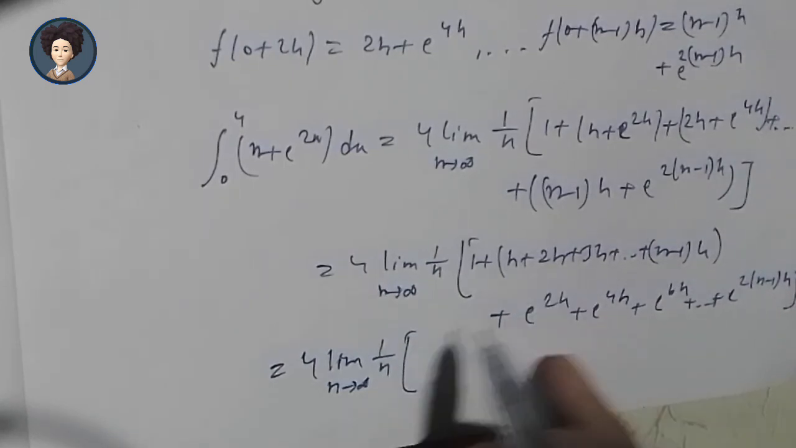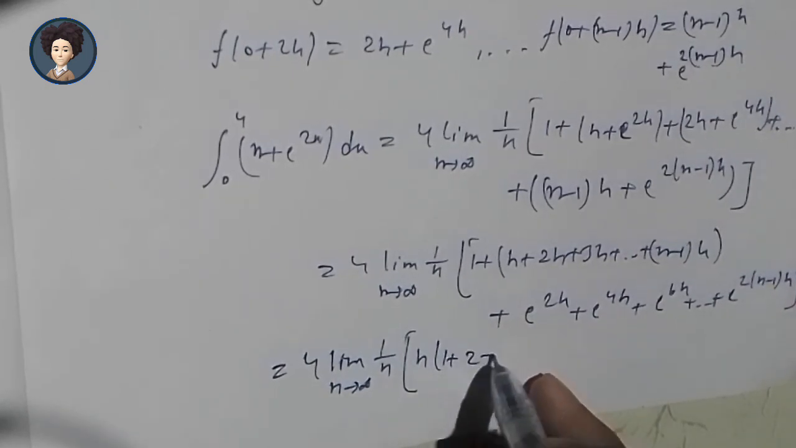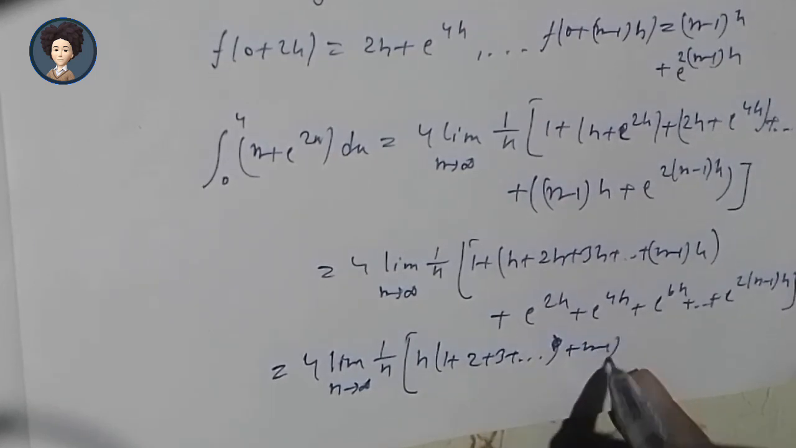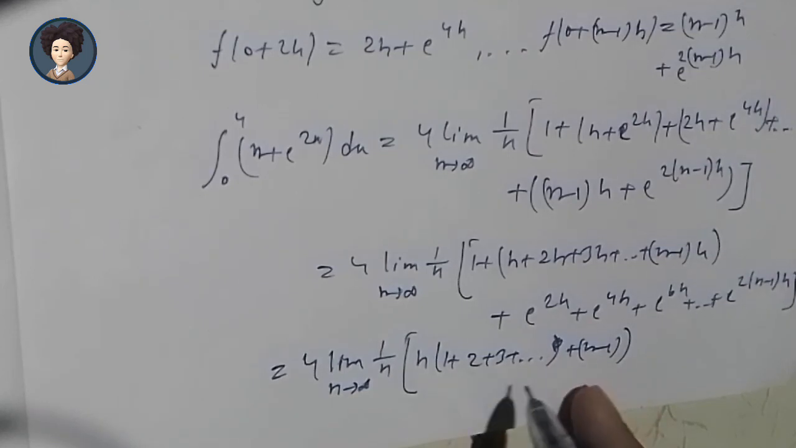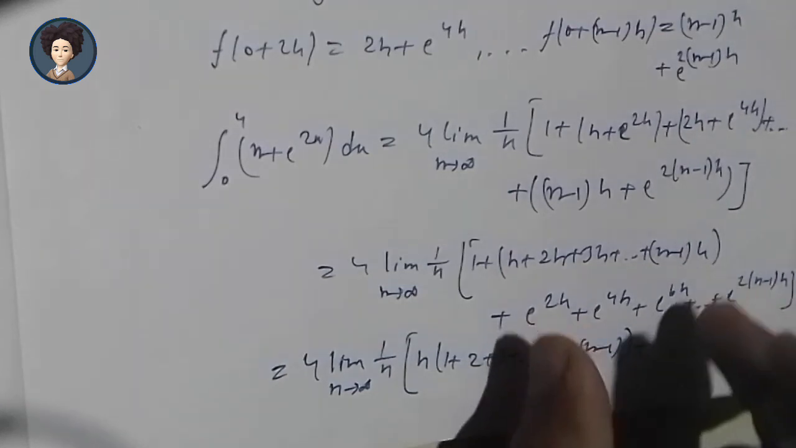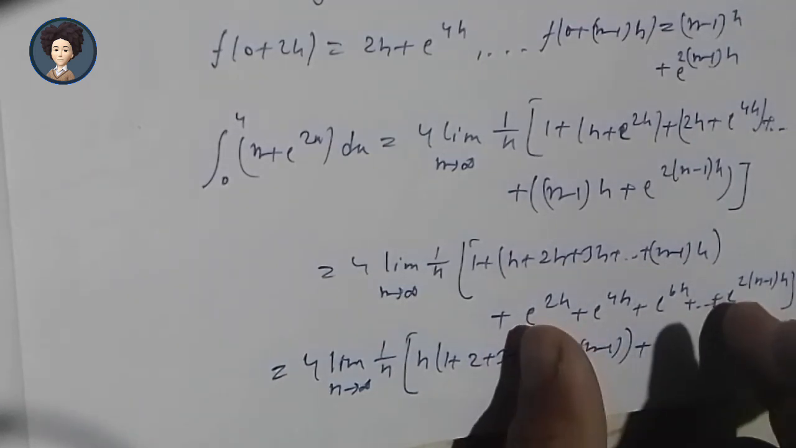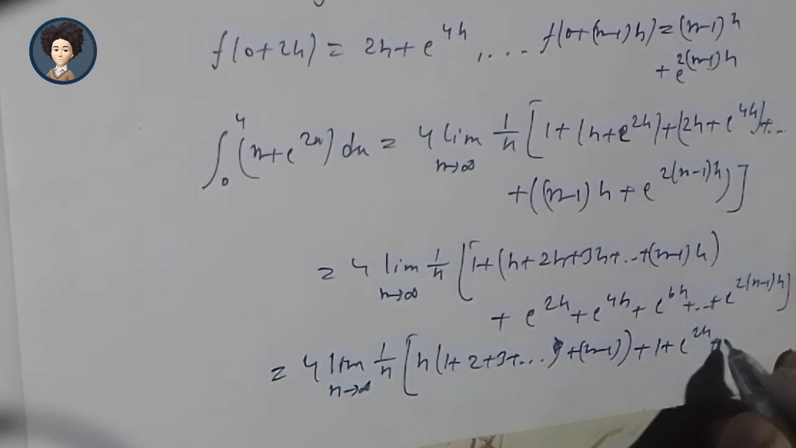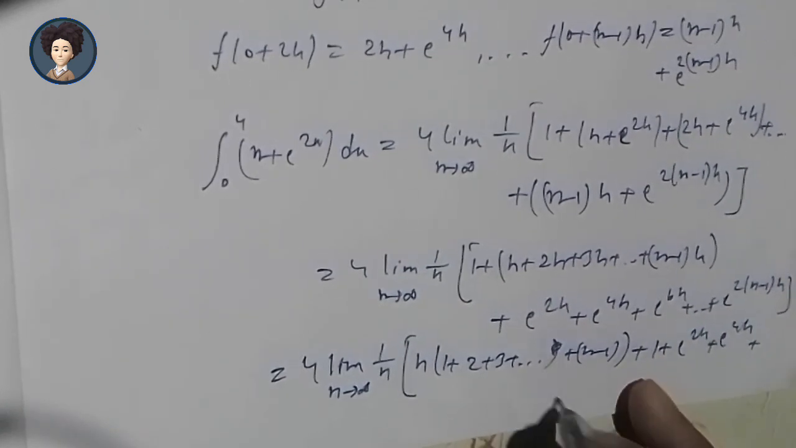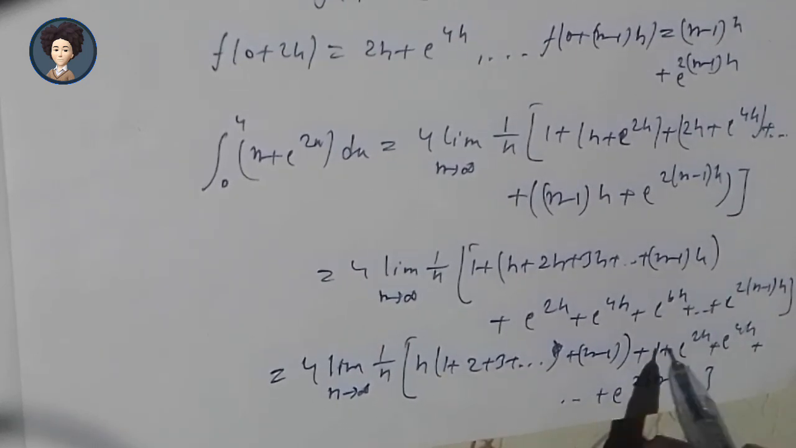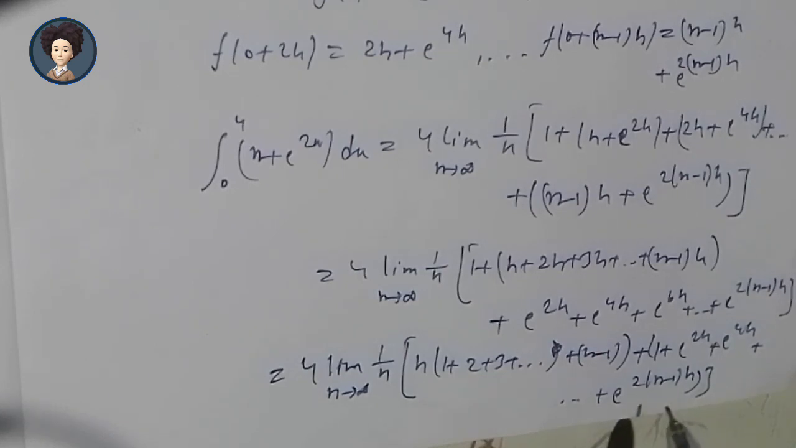So if we're taking out h as a common factor, then we get 1 plus 2 plus 3 plus so on, up to n minus 1, which is the sum of natural numbers up to n minus 1 terms. Okay, let's make the other part also into a familiar series. So then 1 plus e to the power 2h plus e to the power 4h plus and so on, plus e to the power 2 into n minus 1 into h. Okay, this series becomes a geometric series.